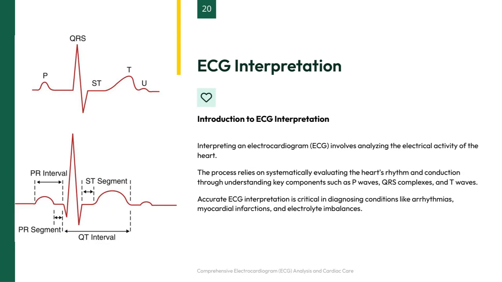When we talk about interpreting an electrocardiogram, or ECG, we're looking at the heart's electrical activity. This is more than just a picture. It's a detailed story of how the heart is functioning. To understand this story, we carefully examine the heart's rhythm and how electrical impulses move through it. Key elements we focus on include the P waves, QRS complexes, and T waves, each representing different phases of the heart cycle. Mastering this process is essential because it helps us accurately diagnose a range of conditions, from arrhythmias to heart attacks and even electrolyte imbalances. This makes ECG interpretation a vital skill in clinical practice.